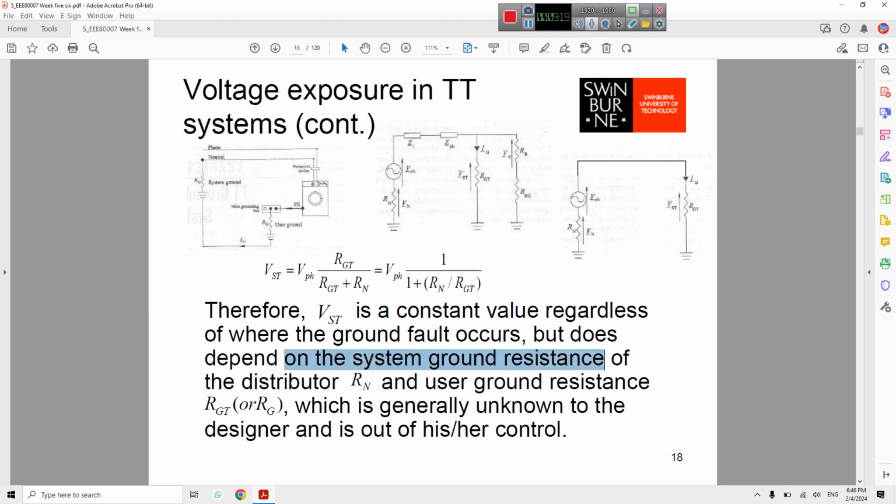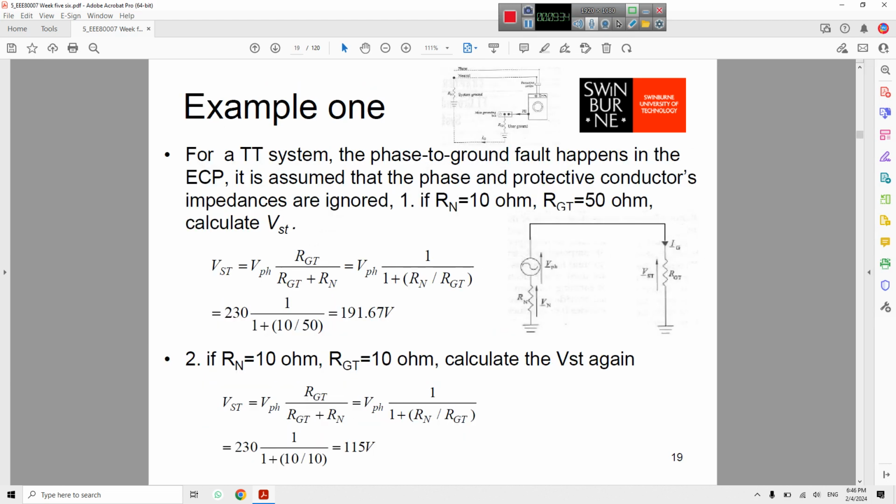This is very important. So RG and RN, the distributor meaning the utility, are very important in this case. So here is an example of how we calculate. Again, I mentioned this one in the class, we covered this one. Here RN and RG are given. RN is 10, RG is 50. The system is TT, and the voltage given is 230 here. Okay.